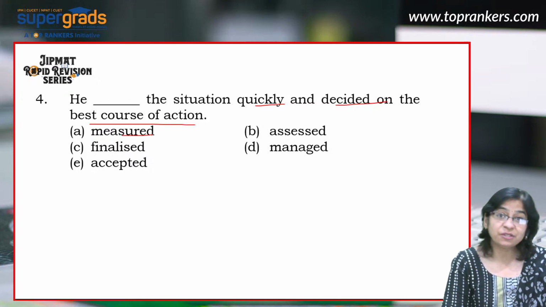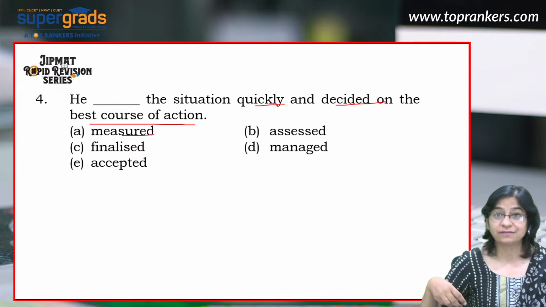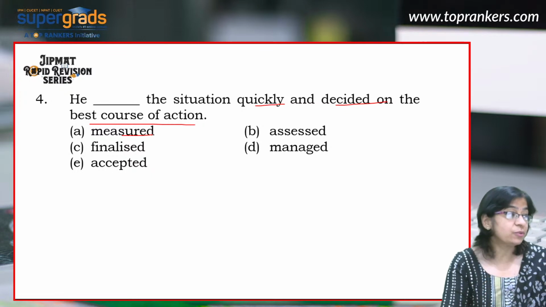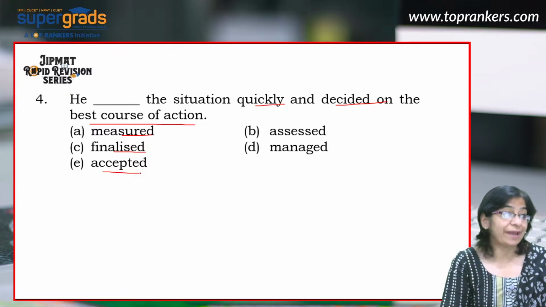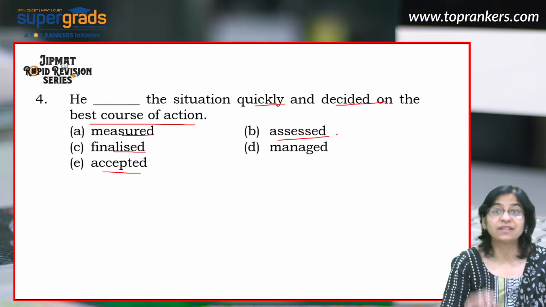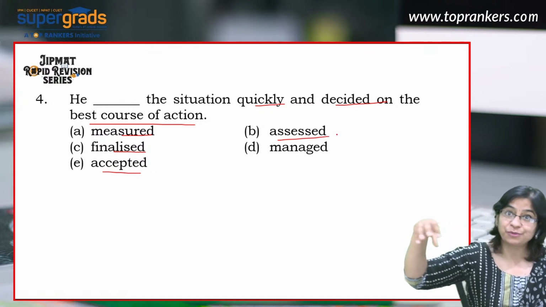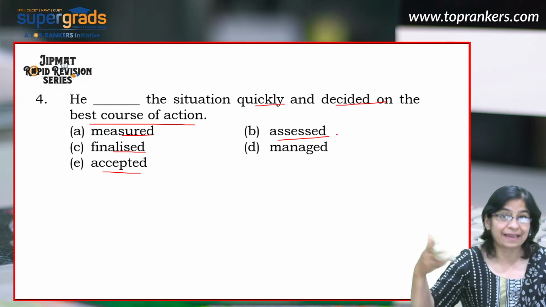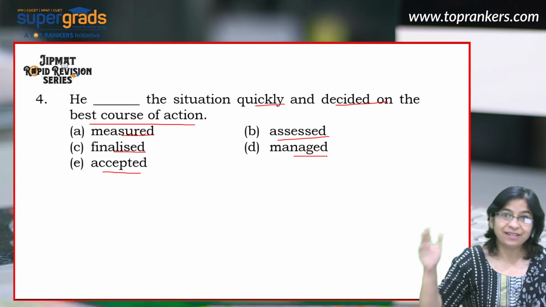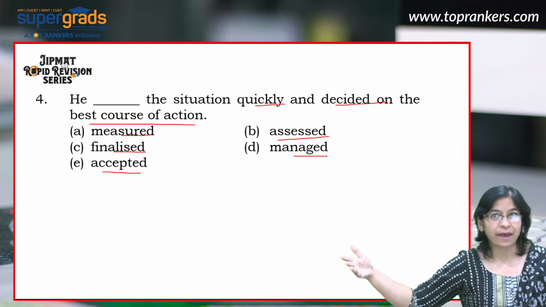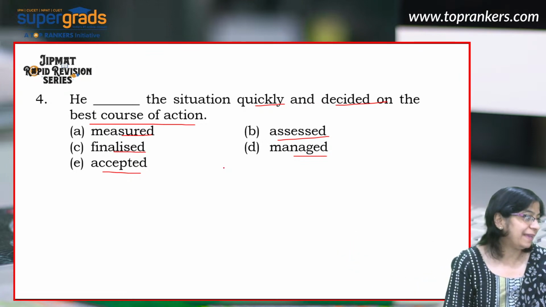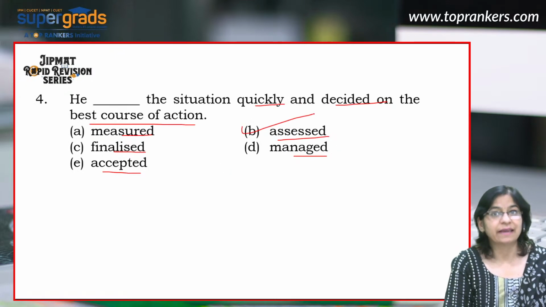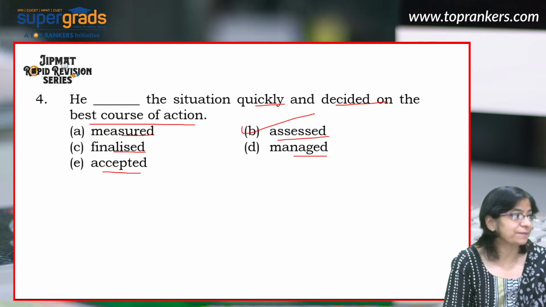So quickly measure the situation: 1 kilometer, 5 kilometers, 3 inches, 5 inches. Measurement is what? It's in units, right? So do you measure the situation? Do you finalize the situation? Do you accept the situation? Do you assess the situation? That is kind of measure, but not in terms of, say, magnitude. You just assess, you kind of understand what's happening. Or you manage. Well, manage is when you assess and then what you do is your management, right? So the answer would be yes, that's absolutely right. He assessed the situation and decided the best course of action.